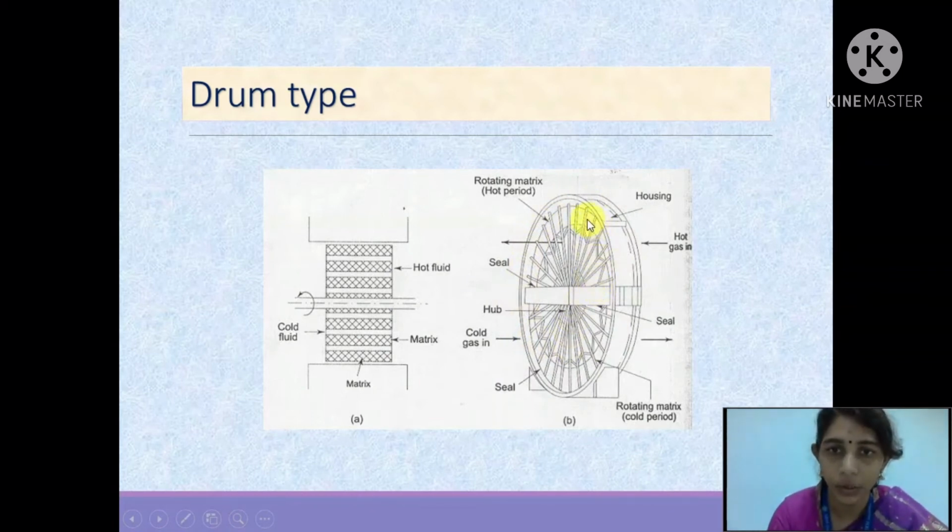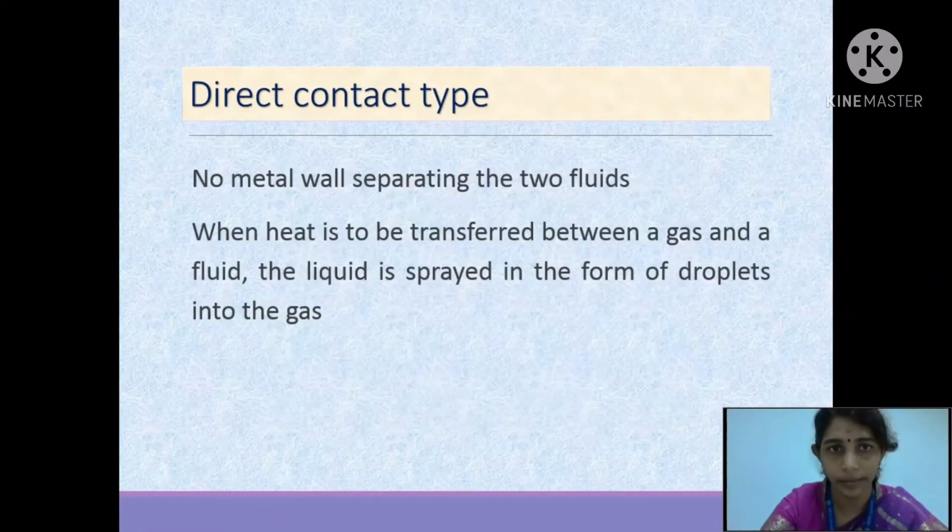alternately. So a hot fluid might enter here. As this hub rotates, the channel comes here. At that time, the cold fluid enters. So I can say any particular channel is alternately exposed to hot and cold. So this is a drum type regenerator.